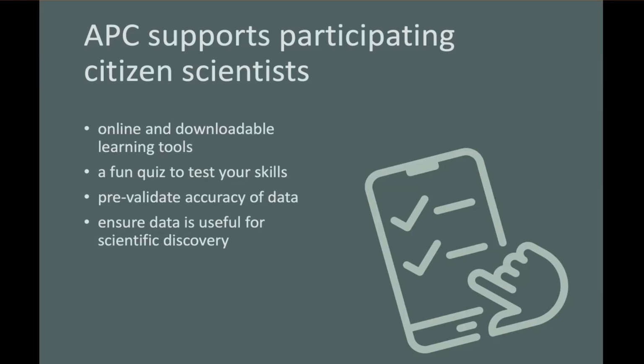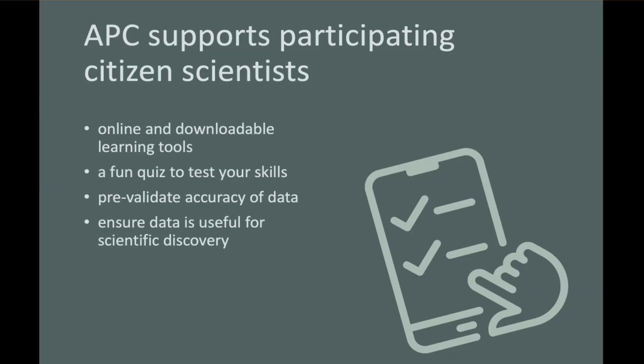If you get at least 80%, you've then passed. So we know that your data is valid because you know how to identify the different types of insects that are visiting the flowers. That's called pre-validation. So we know before you start that you've got the knowledge to be able to provide us with good data.